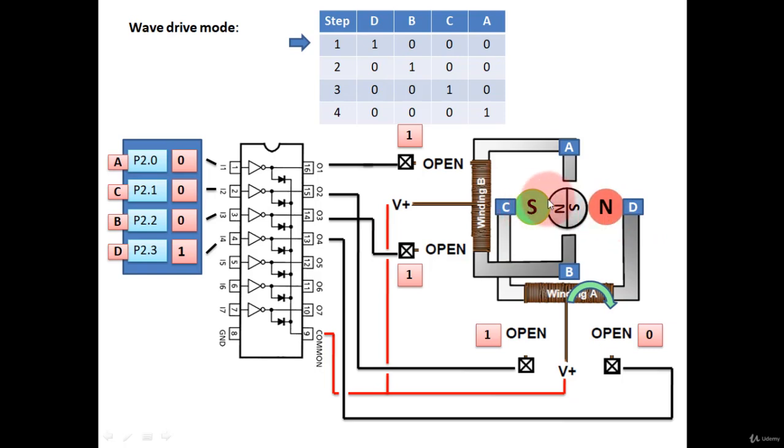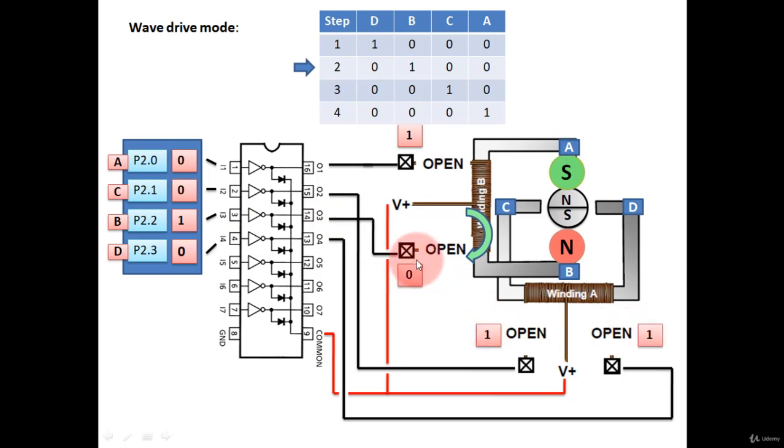Based on the polarity of stator winding, the rotor will align itself according to the stator polarity. Now let's see what will happen if we pass second sequence. Now you can see here, since we are passing logic 1 to this pin, we'll get logic 0 here and all other pins will be logic 1.